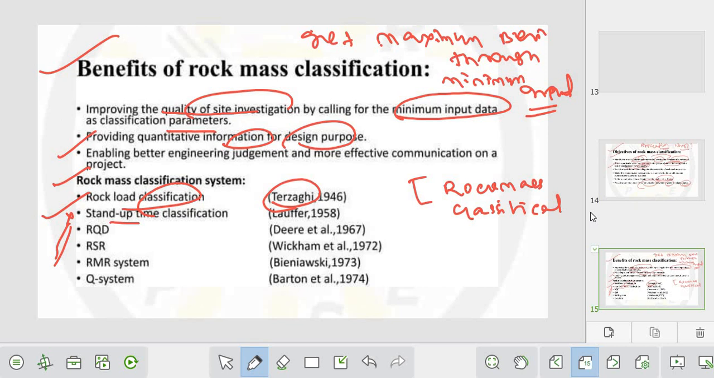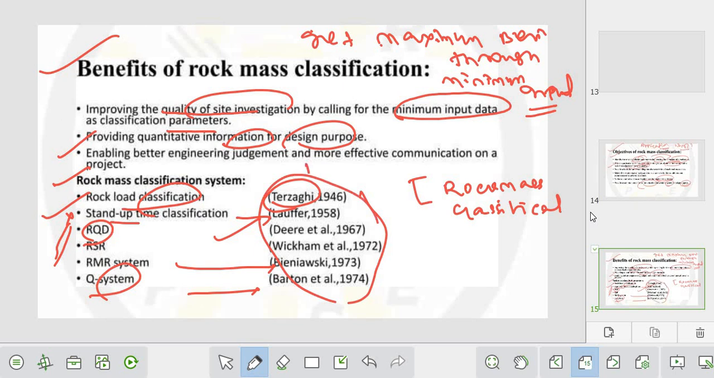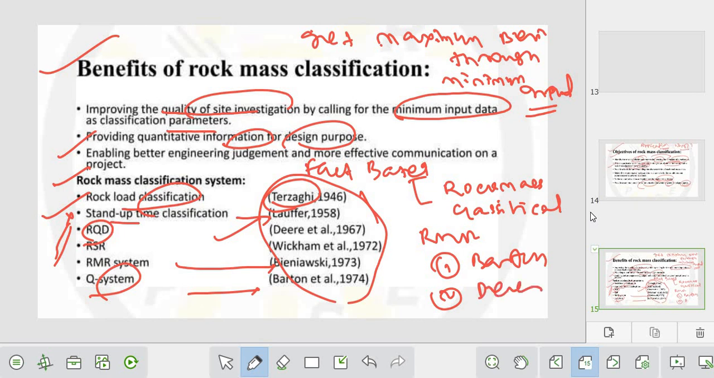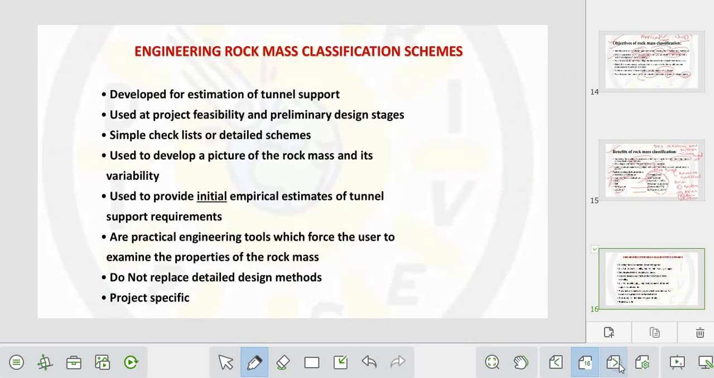ठीक है? Stand-up time classification by Lauffer, RQD by Deere. Please go through that. Q system by Barton, RMR by Bieniawski. ठीक है? So you can get this in a fact-based question. ये कौन प्रपोज किया था? ठीक है? RMR is proposed by, suppose question दे दिया होगा. Barton, Deere, Bieniawski, okay? Terzaghi, you can write this type of fact-based question. You can also get it in the Assistant Hydrogeologist and Geologist examination.